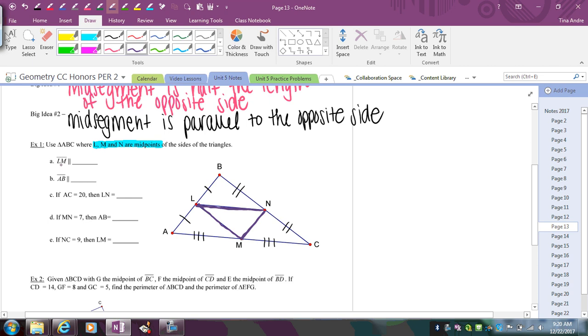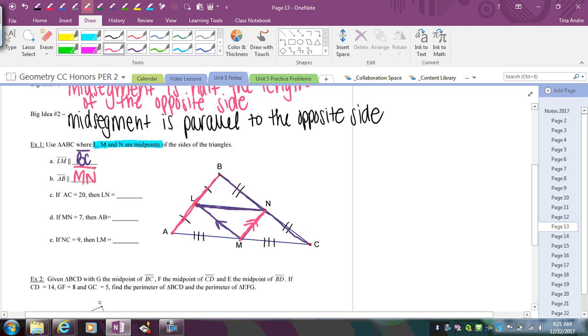So if we look at this, it says LM is parallel to blank. Well, if LM is a mid-segment, it's always going to be parallel to the side opposite it. So the side opposite it is going to be BC. If we look at AB, it says AB is parallel to which side? Well, AB is going to be parallel to the mid-segment. So the mid-segment that's opposite side AB is going to be MN.